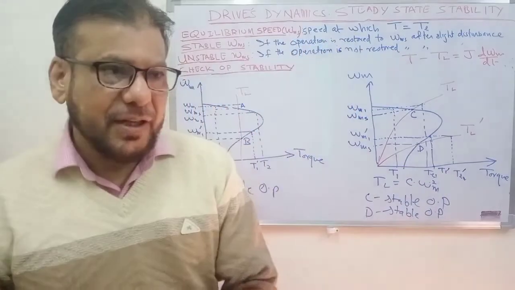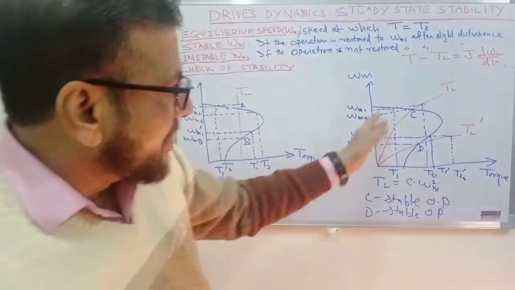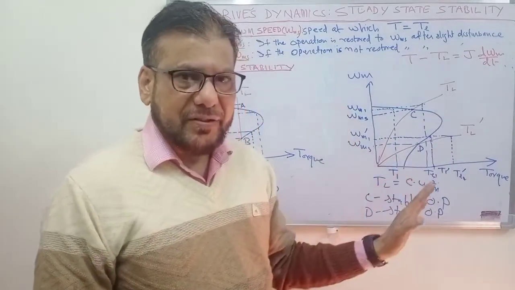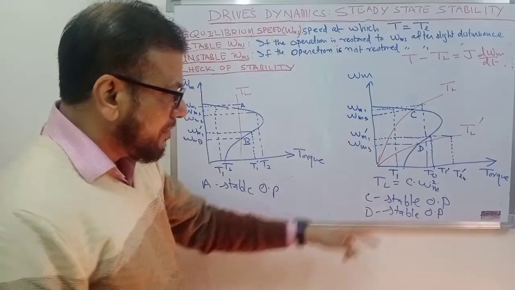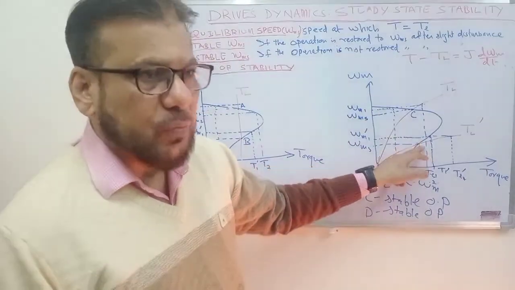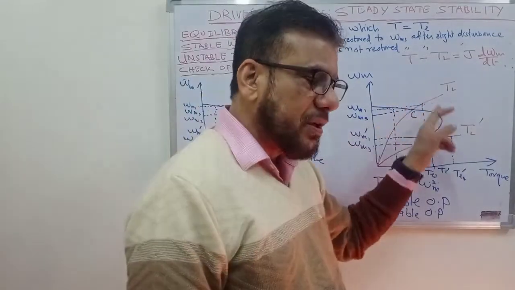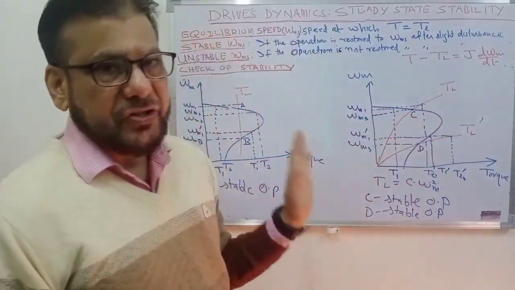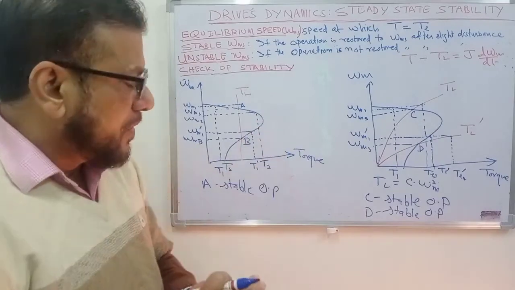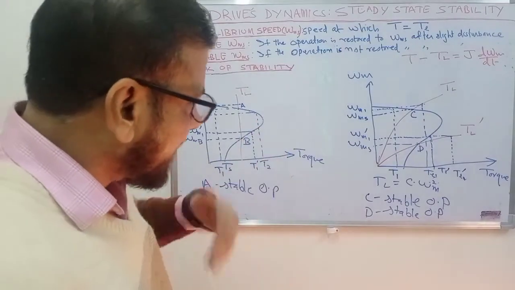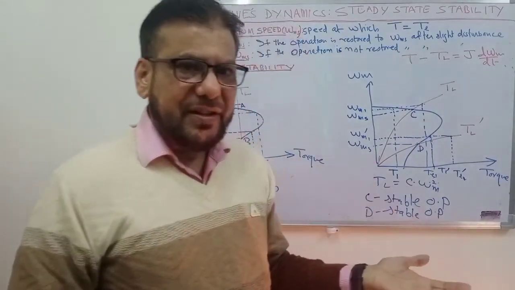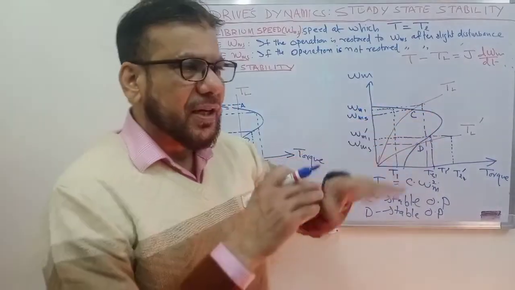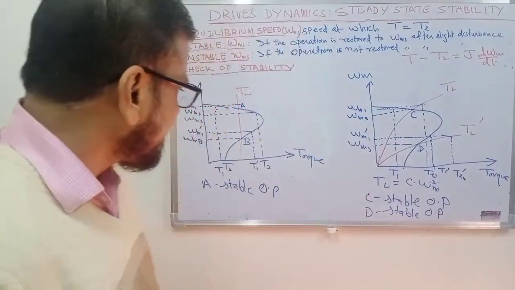So our assumption, our statement that this region is always an unstable region is not correct. So in this situation, point D will be a stable operating point. Point C will also be a stable operating point. The whole region becomes a stable region. So now you can say that it is not always correct that this region is unstable region and this region is stable region. The reverse may also happen.